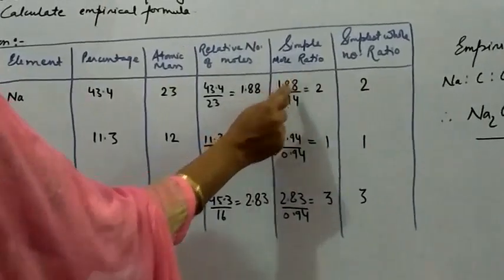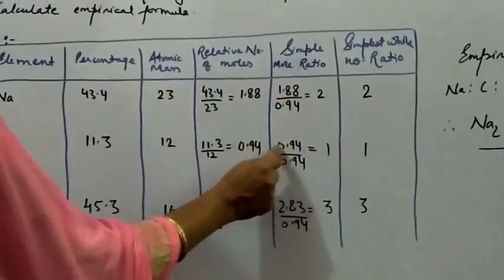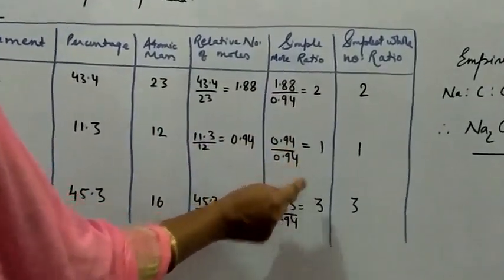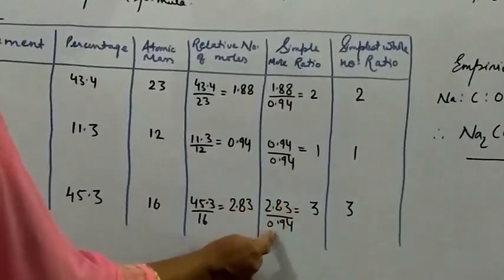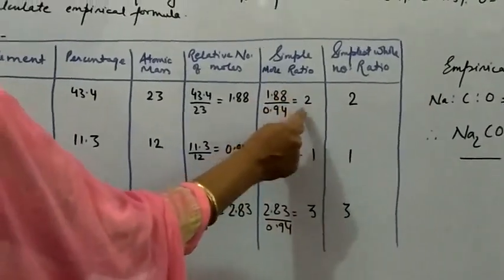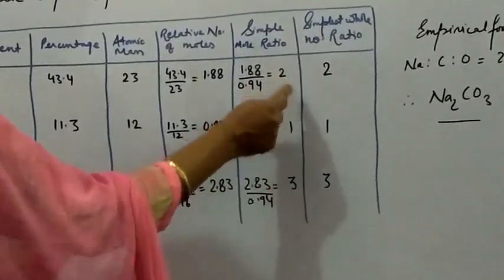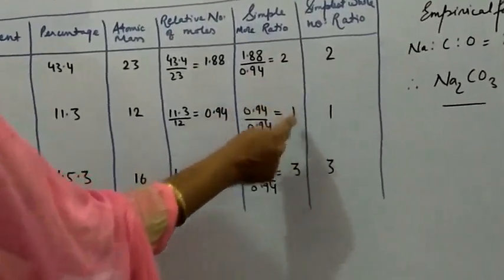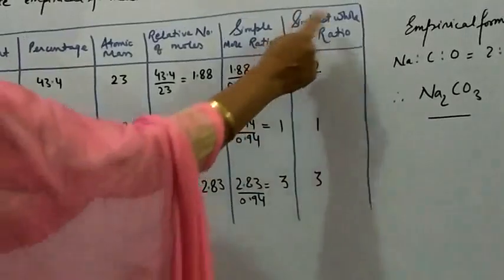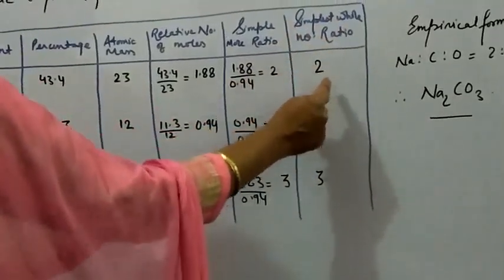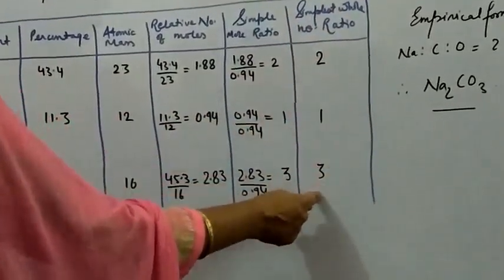So it is 1.88 divided by 0.94, 0.94 upon 0.94, and here it is 2.83 divided by 0.94. On just cancelling we will get 2. Here it is 1. Here it is 3. Now here we are already getting the complete whole number ratio, right? The simplest whole number ratio is 2, 1, 3.